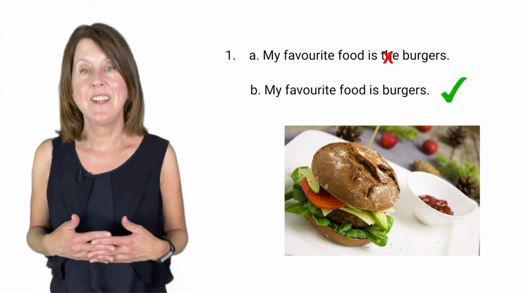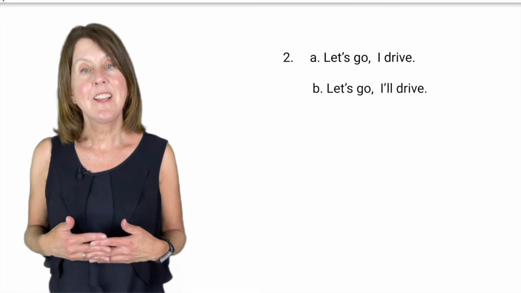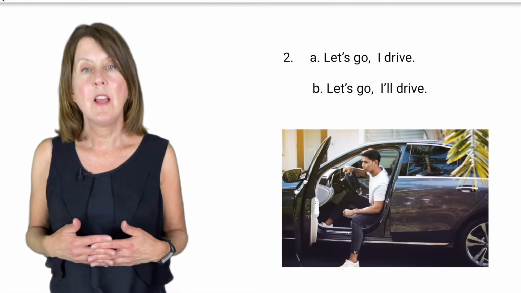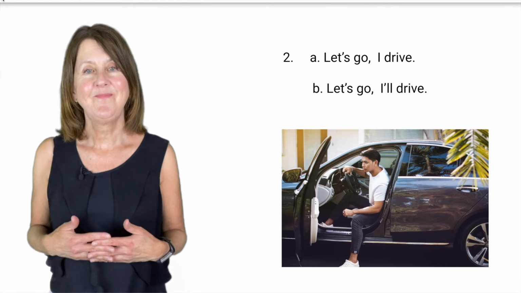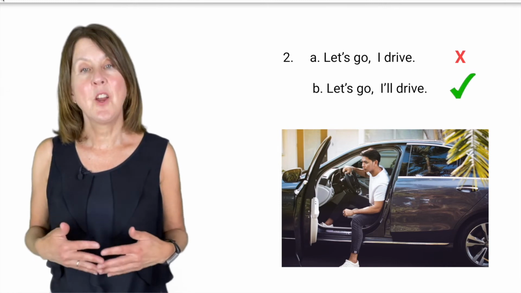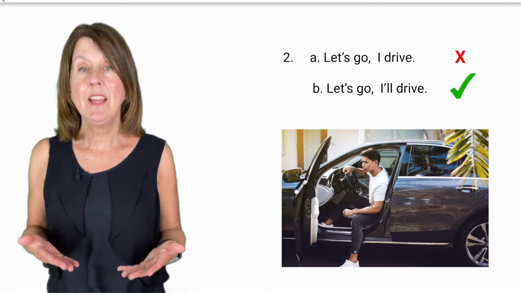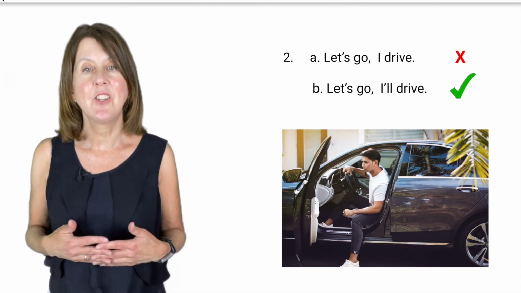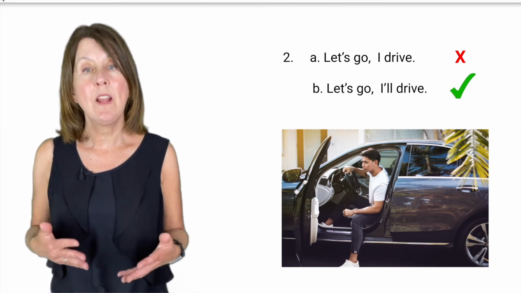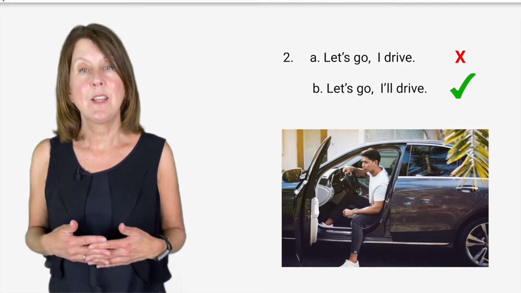2. Which sentence is correct? "Let's go, I drive," or "let's go, I'll drive." "Let's go, I'll drive," as the speaker has just decided something. It's a spontaneous decision, so we use "will" or apostrophe double L.